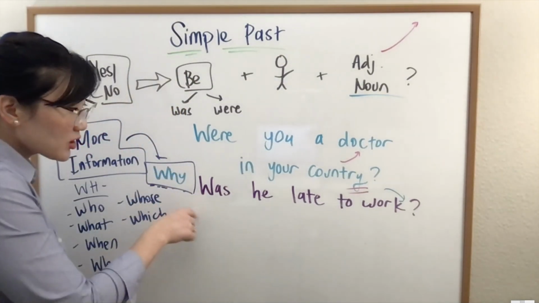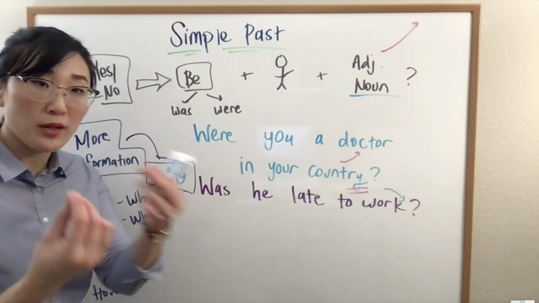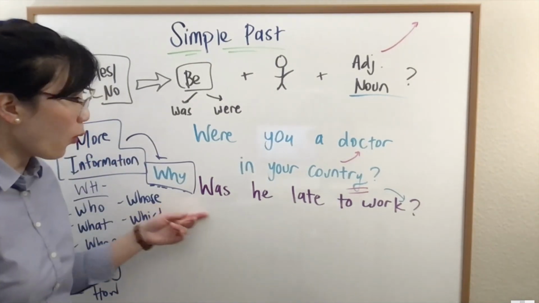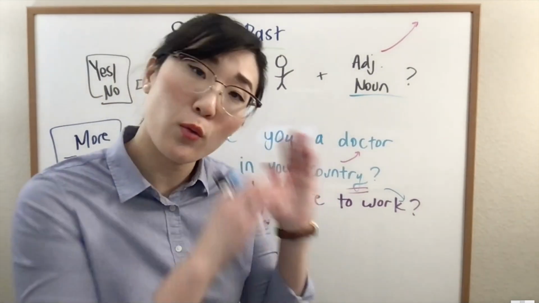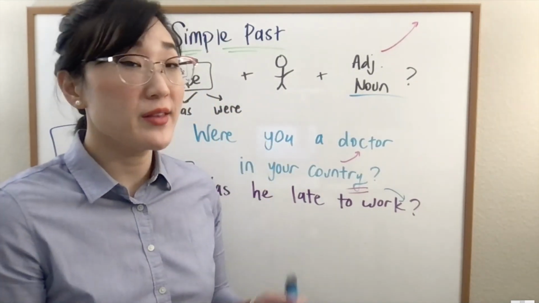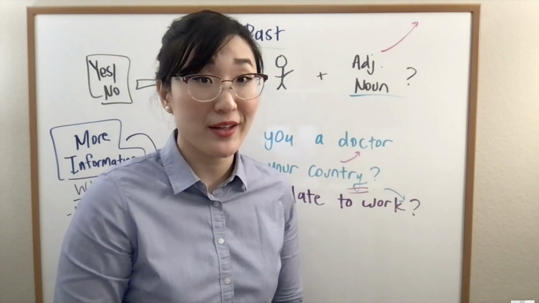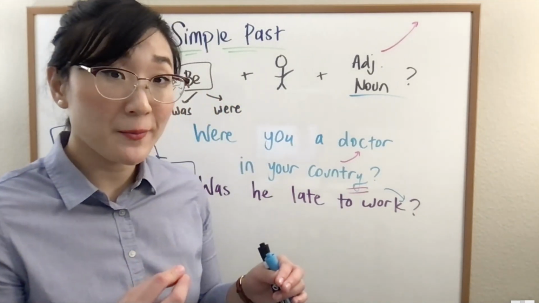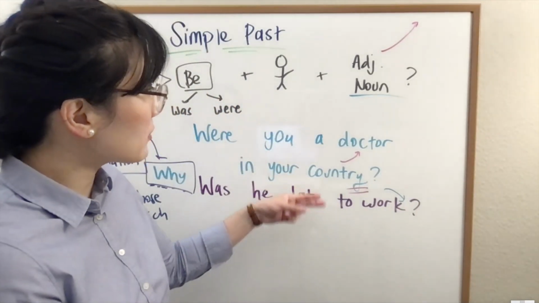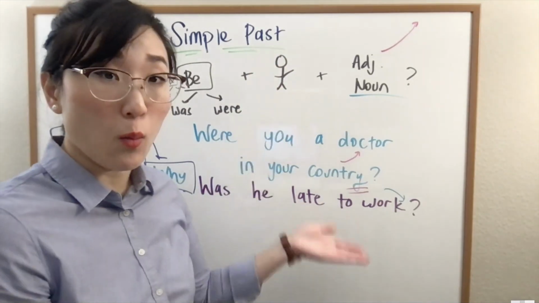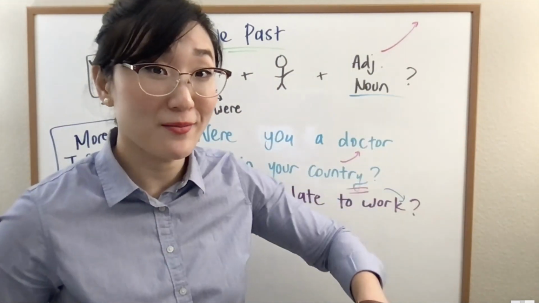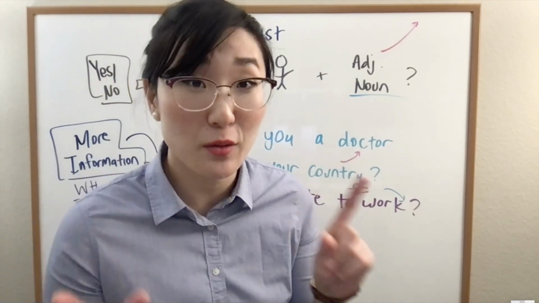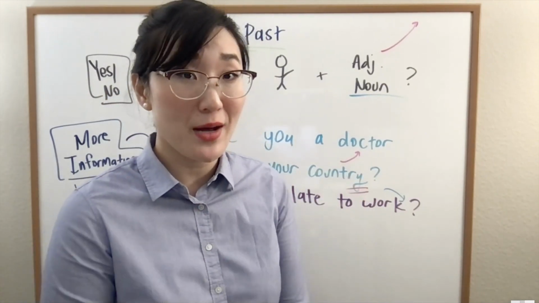I can change this question and now we will have a conversation. Why was he late to work? Oh, because he woke up late or there was a lot of traffic. This is the reason why. So be careful when you use yes or no or more information questions with your intonation going up or down. This is a quick little review of the be verb in the past tense.